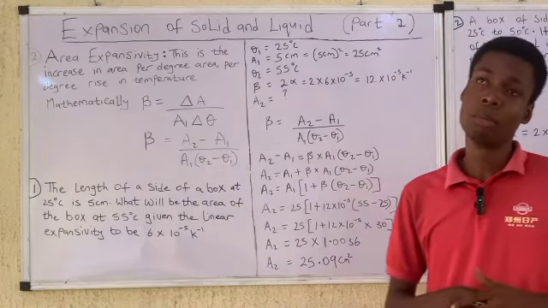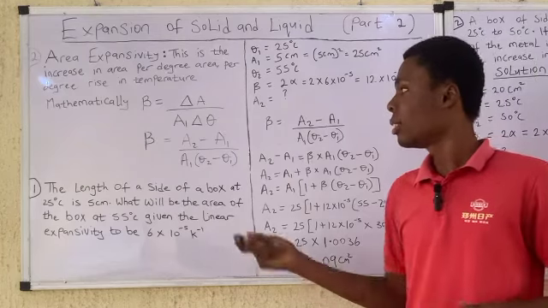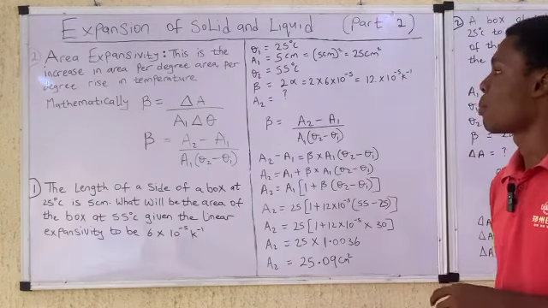Area is still the same thing as length times breadth. We all know that one. So let's take some examples under area expansivity.